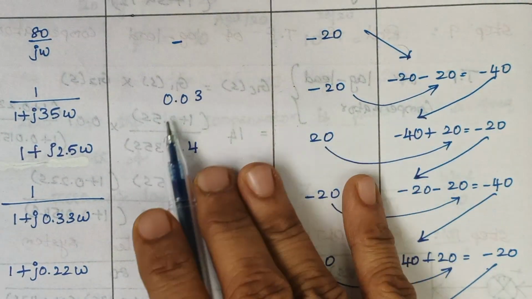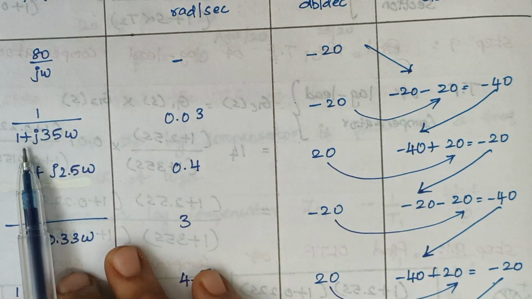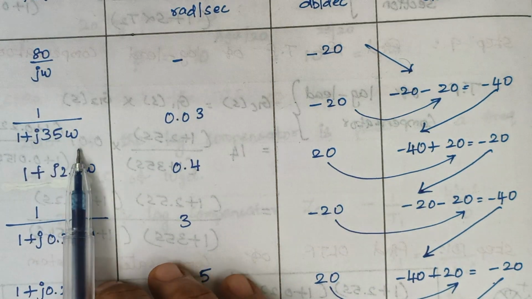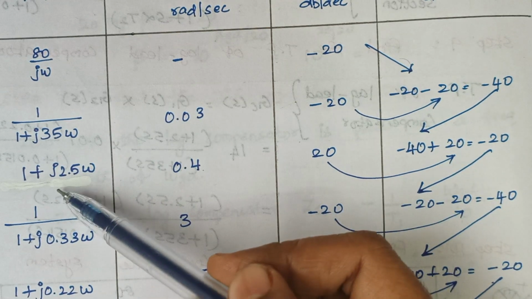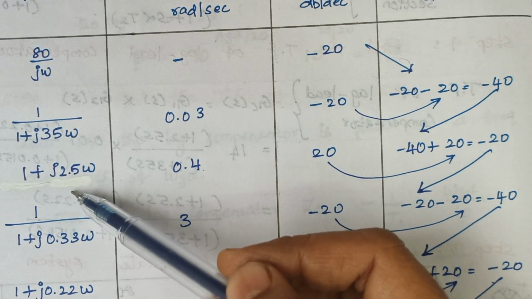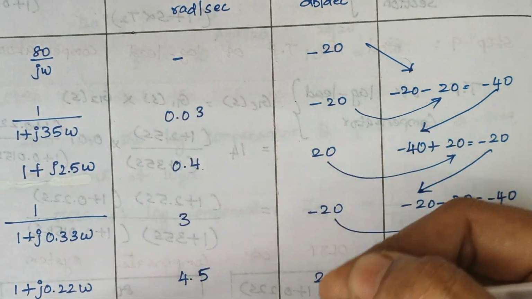Now 0.03 is contributed by which part? It is given by 1 divided by 1 plus j 35 omega. And again the 0.4 corner frequency is given by 1 plus j 2.5 omega. So accordingly just list out the terms here.